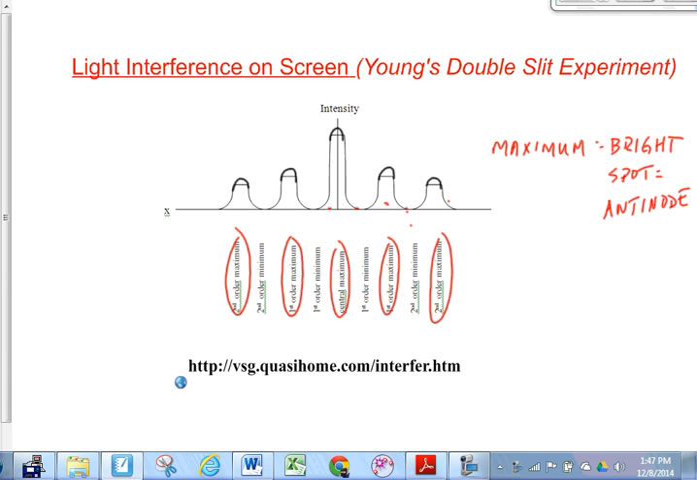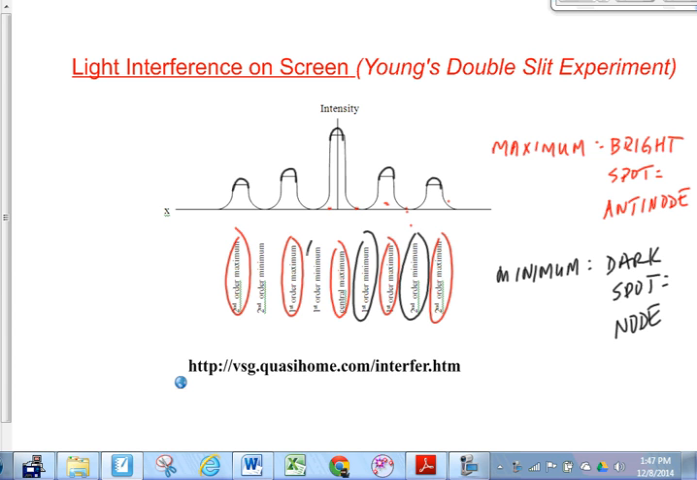In between all those maxima, or bright spots or antinodes, we have minima. So the first order minimum, or as we could call it, the first order dark spot. Or what's another name for a dark spot or a minimum? Not an antinode. Node. First order node, first order minimum, first order dark spot. Then it's the first order maximum. Then it's the second order minimum. And on the other side, we get the same thing.